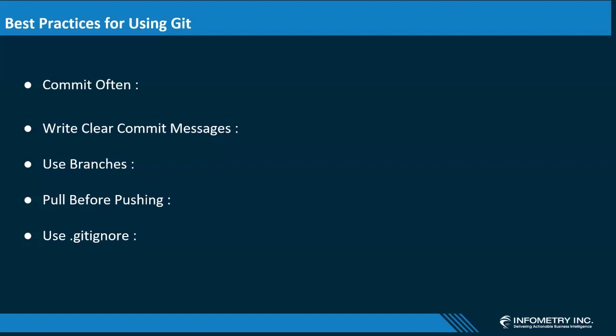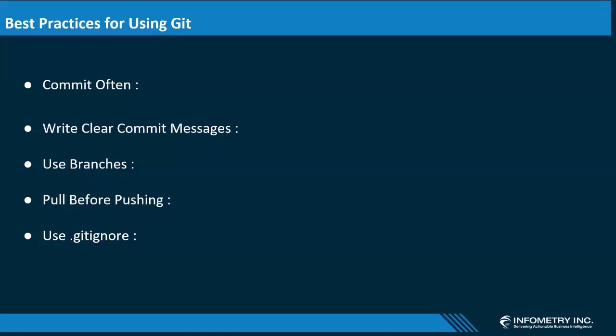Write clear commit messages. Why is it important? Descriptive commit messages make it easier to understand the history of the project. They help team members and the future you quickly grasp the purpose of each change. So the best practice is to write short but clear and meaningful commit messages. Focus on explaining why the change was made, not just what was changed. Start with a brief summary such as 50 to 72 characters.